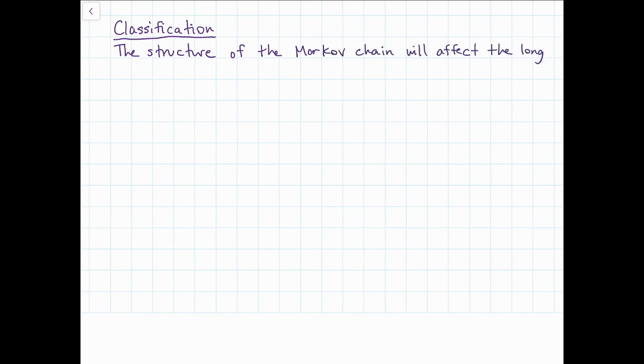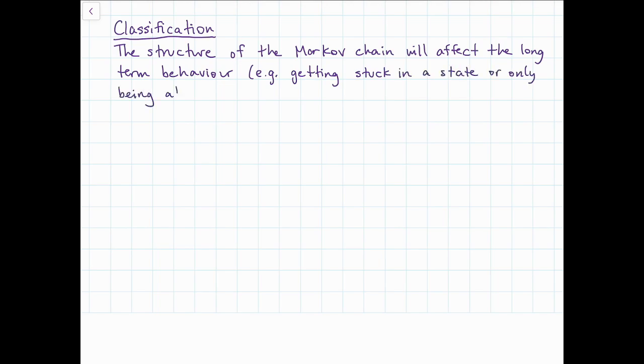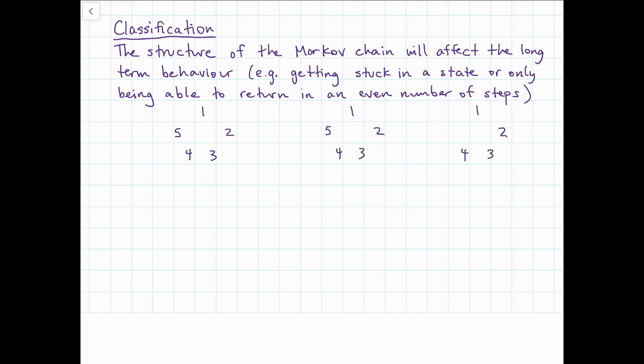All right, now I want to talk a bit about classification. The structure of the Markov chain is going to have some impact on how it behaves in the short term and in the long term as well. If we think about the examples we looked at during the tutorial, we could have the chain getting stuck in particular states, or we could have the chain only being able to return to a state in an even number of steps, for example. So these factors are going to have an influence on how the chain behaves in the long term. I want to jot down the 3 example chains from tutorial 6, so we have these handy.